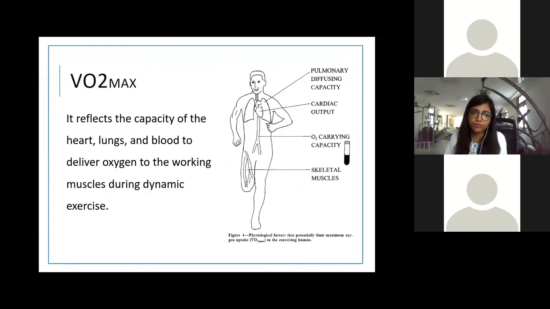VO2 max reflects the capacity of the heart and lungs. It also reflects the blood's capacity to deliver oxygen to the muscles and the muscles' capacity to utilize it. So you can see, it is the entire system of the body which is responsible for getting you a VO2 max value, and not just one.